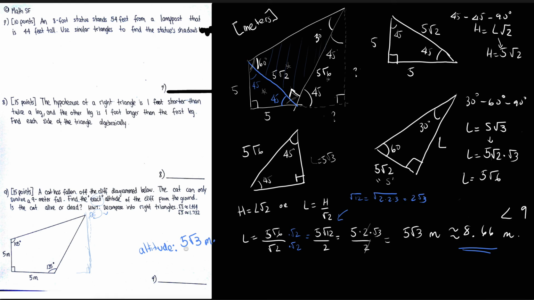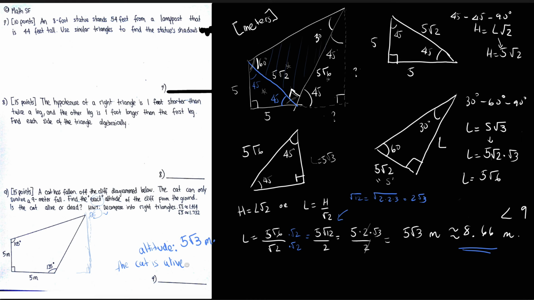Now, is the cat alive or dead? Well, the cat is alive. So the cat is alive. It really survived when it fell off from the cliff. So that is for chapter 3, form A.